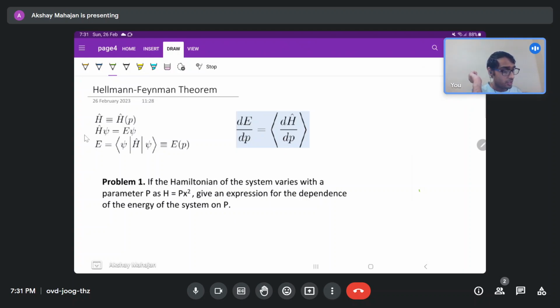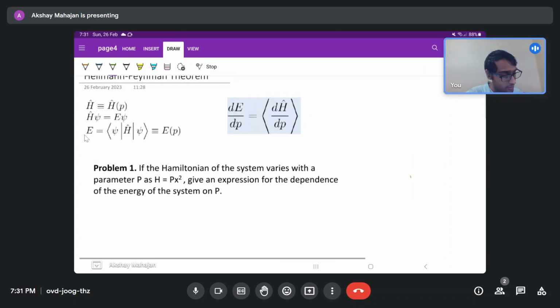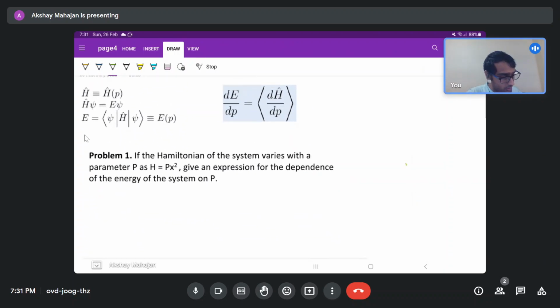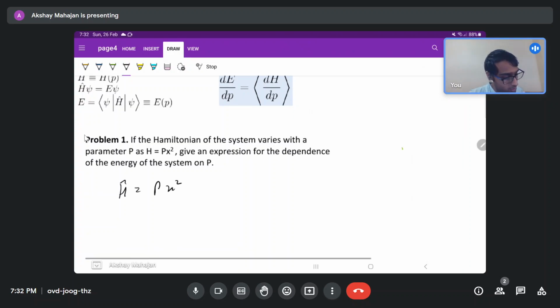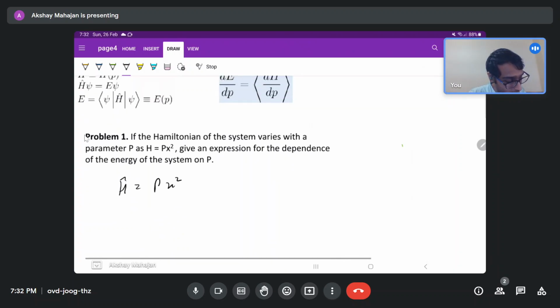This is a very useful theorem, as you saw in the lecture as well, and it has an application in the perturbation theory of electric field. Here is a small problem to understand how to use this theorem. The problem is: if the Hamiltonian of the system varies with a parameter p as H equals p x square, give an expression for the dependence of the energy of the system on p. Since our Hamiltonian h cap, given by p x square, depends on p, our energy will also depend on p.